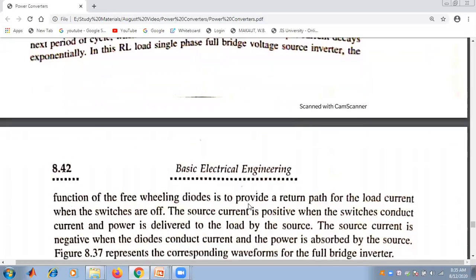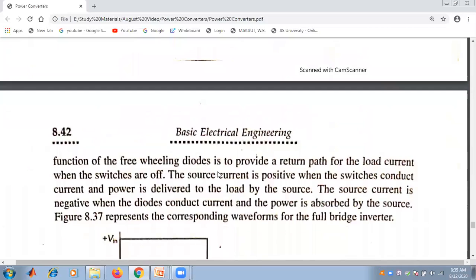In the RL single phase full bridge voltage source inverter, the function of the freewheeling diodes is to provide a return path for the load current when the switches are off. The freewheeling diode will provide the return path for the load current when all the switches are off. The source current is positive when the switches conduct, and current and power is delivered to the load by the source. The source current is negative when the diode conducts. Current and power is absorbed by the source.